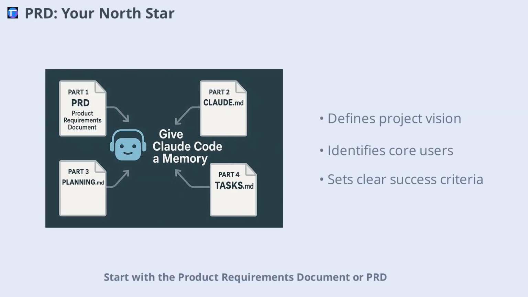Start with the Product Requirements document, or PRD. This file is your project's narrative compass. It answers 3 key questions. What are we building? Who is it for? Why does it matter now?